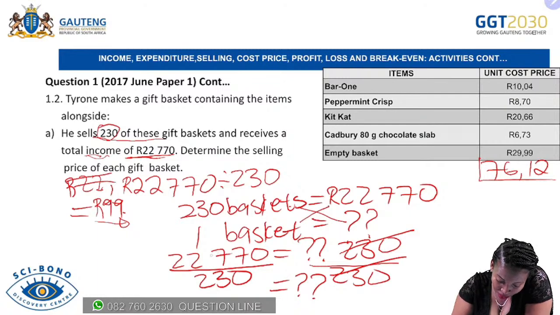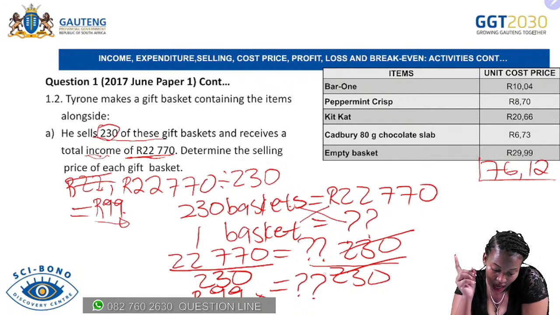And then 22,770 divided by 230, it will give you what? 99. Meaning that for one unit, he was actually selling one unit for how much? For 99 Rands. I hope we are happy.